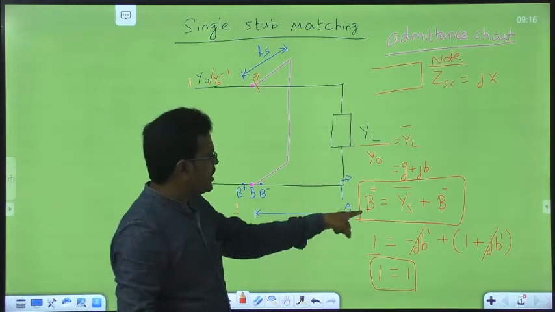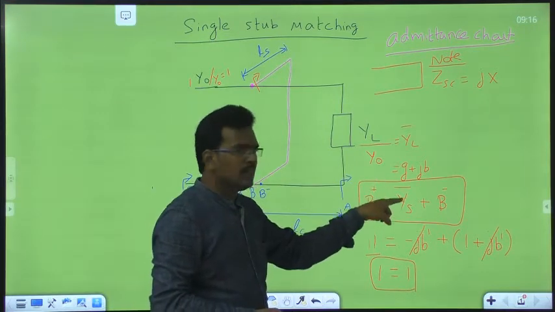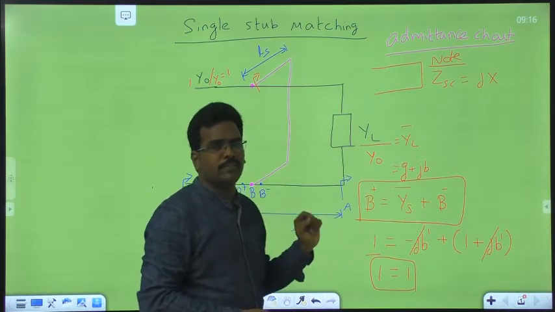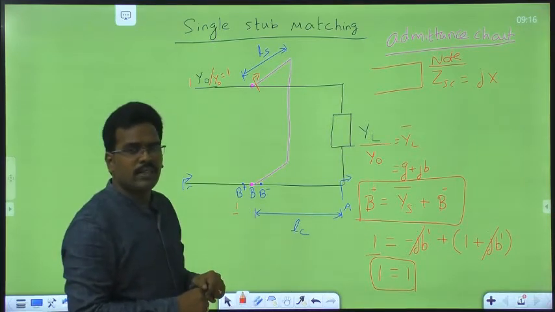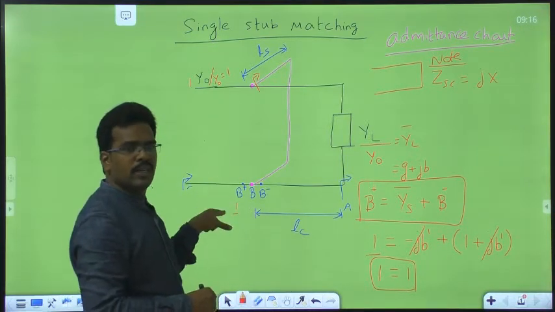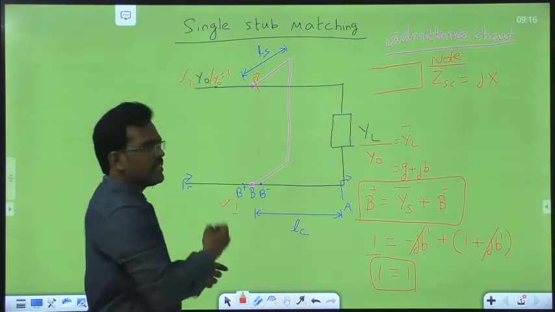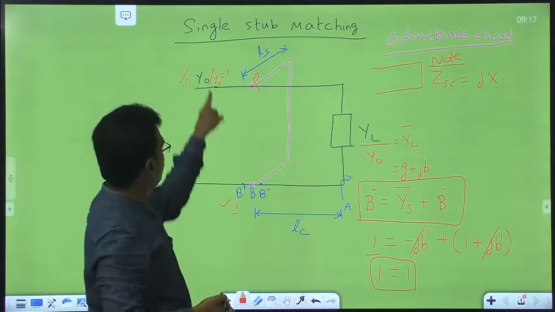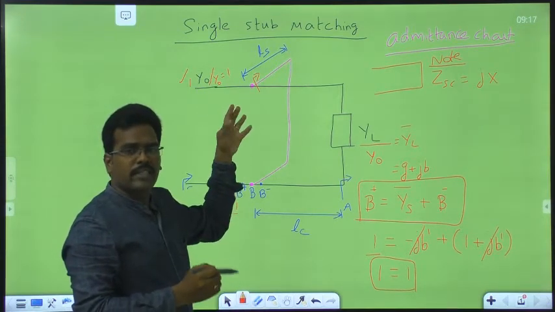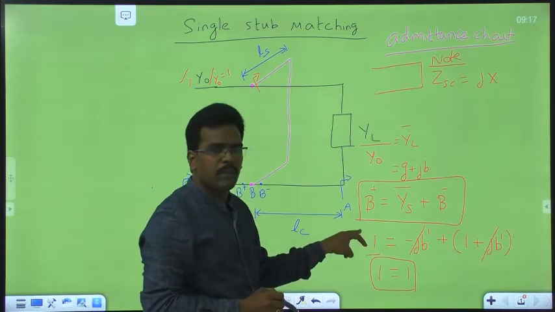The admittance at B plus is equal to the normalized stub admittance plus the admittance at B minus point. So from the analysis, when impedance matching occurs, if the admittance at B plus is 1, then only we can say that this is 1 and this is 1. Therefore, I can say that impedance matching takes place. The load impedance is equal to Z0. Therefore, impedance matching occurs.